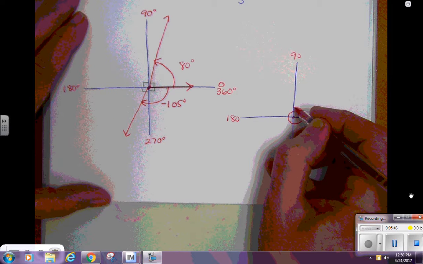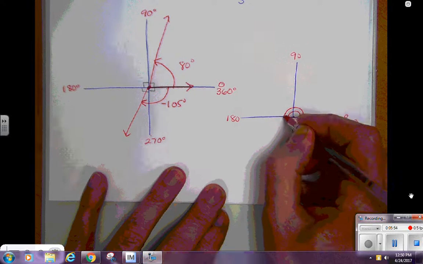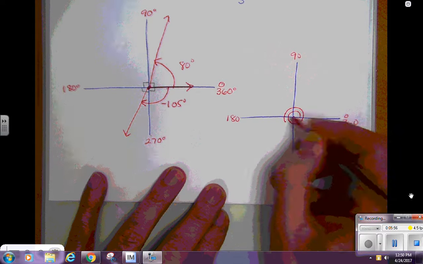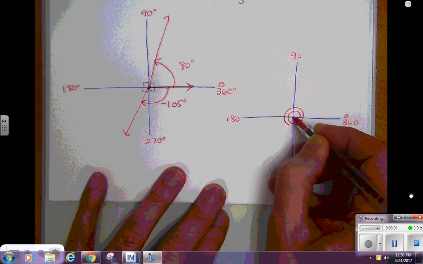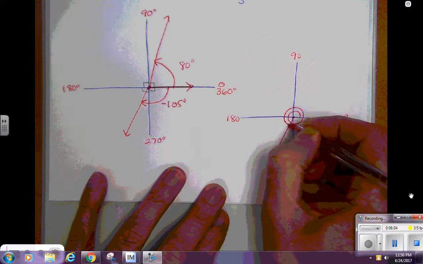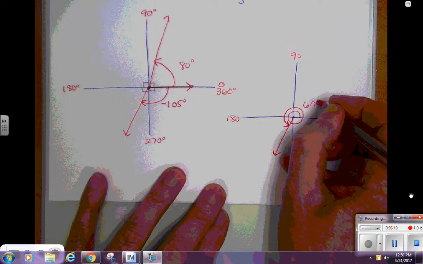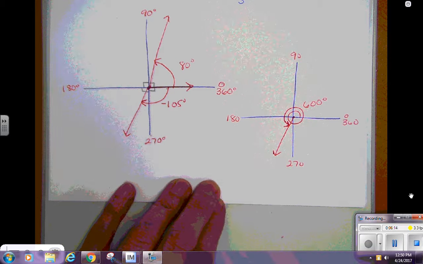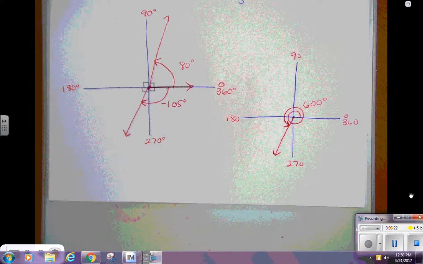Plus another 90 is what? 540? And I want to get to 600, so I've got to go just a little bit more past that, about 20 degrees. No, 60 degrees, wouldn't it? 540 to 600, that's 60 degrees. So I'm going to make it a little bit bigger. And there's my terminating side. And then we can label it 600 degrees. Okay, any questions? So anything that's past 360, you just want to make it into a spiral as many times around as you need to go.